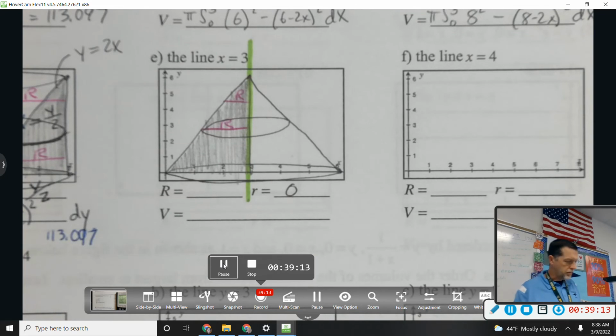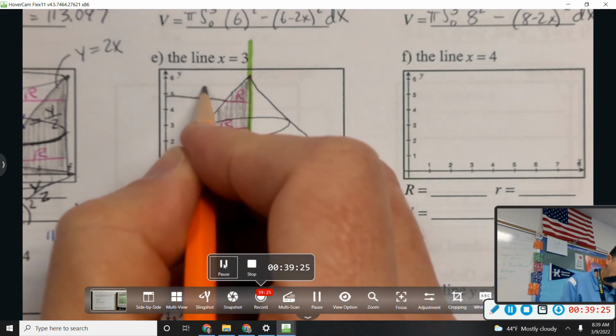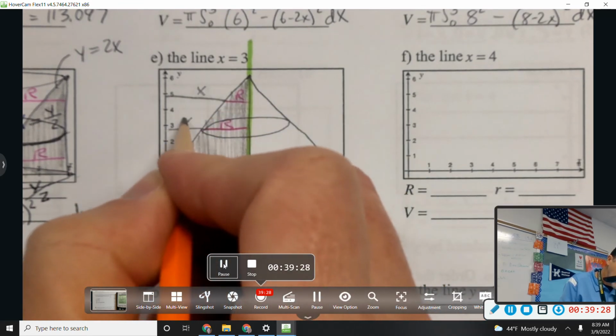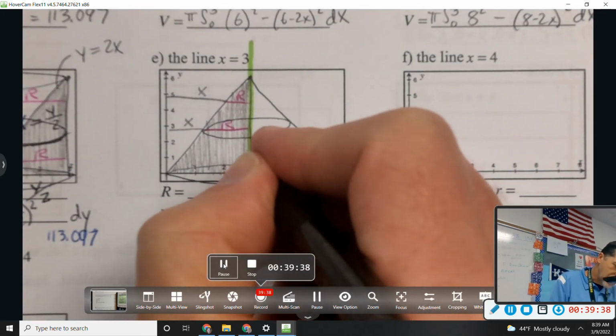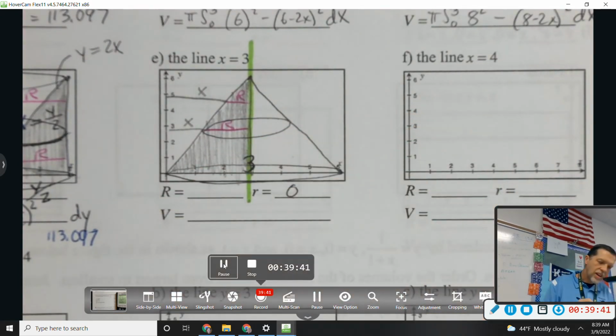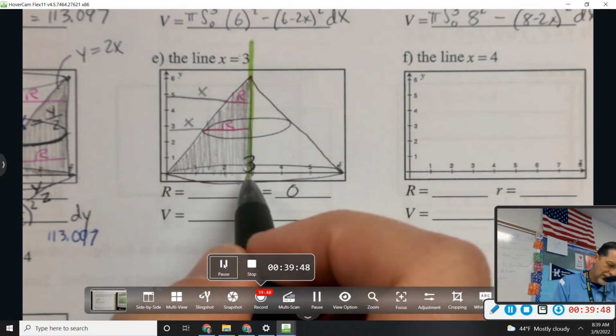Big R is not measured from an axis, so I think I need kind of a helper side over here. Right? That would be X. So what's big R equal to? Well, let's start with 3 minus X. Because it's 3 to the axis, 3 minus x would give me R.